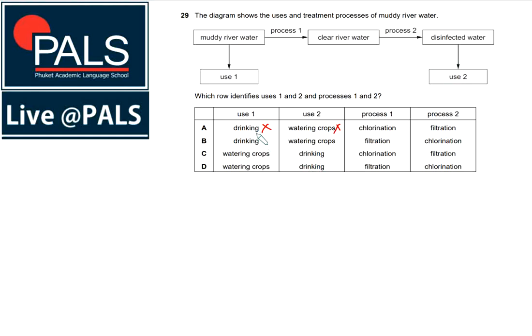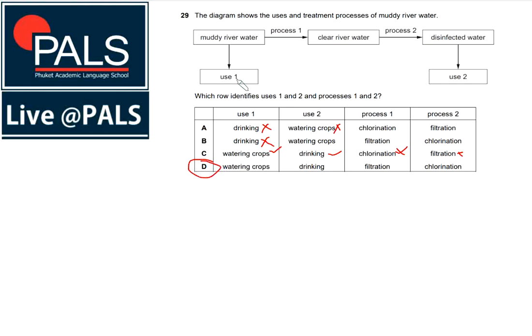Let us see. We will be removing this choice because we already removed choice in drinking for this. And then we have watering crops for use of number 1. Okay, it can be used. Drinking for number 2, it can be. However, we cannot process it by chlorination if we are just using it for watering crops. So this is not the right answer. The right answer for this is letter D.